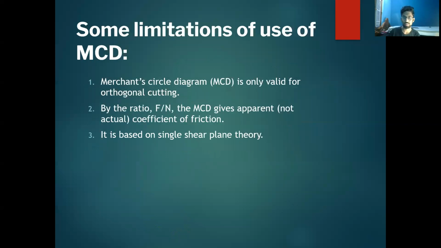And as usual with advantages, there are some disadvantages. So the various disadvantages are that the MCD, the merchant circle diagram, is only valid for orthogonal cutting, and it works based on the single shear plane theory. And the final one is that by the ratio of F to N, the merchant circle diagram gives an apparent, not actual, coefficient of friction.